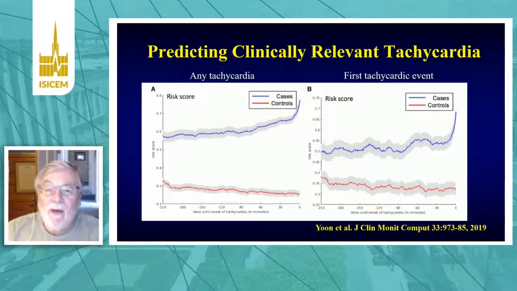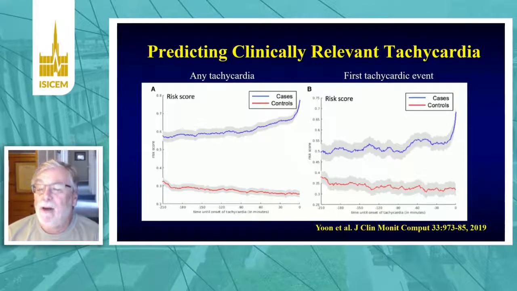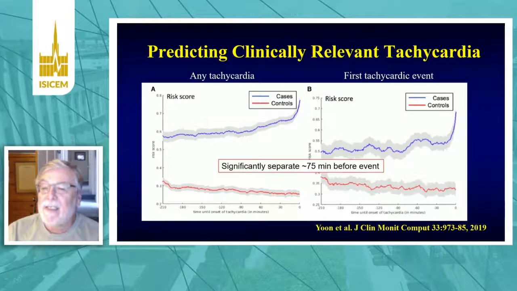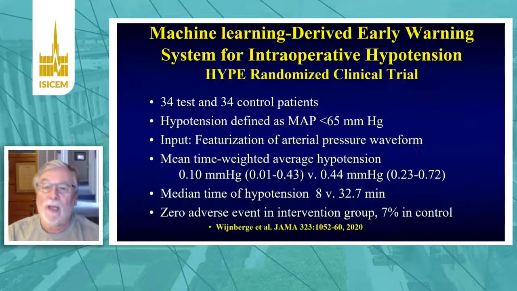What we found was that if you looked at the cases, which are shown here in blue, and the normal controls in red, if any tachycardia was present, we could clearly identify them at least 90 minutes, if not several hours beforehand. More importantly, the first episode of tachycardia, which is clinically more relevant, we could identify at least 75 minutes beforehand. And thus, using this event, we can now run this on data in real time to give you a tachycardia alert that allows you to take care of your patient beforehand.